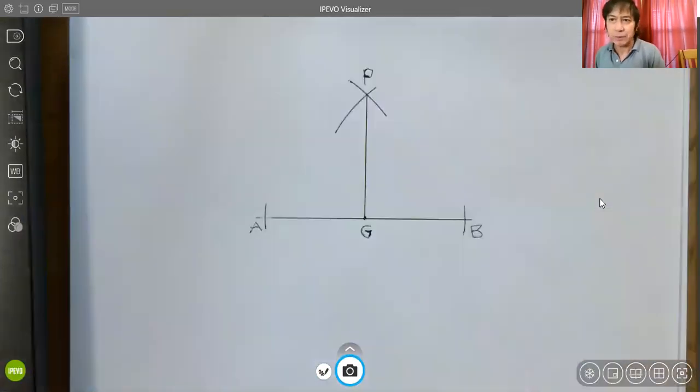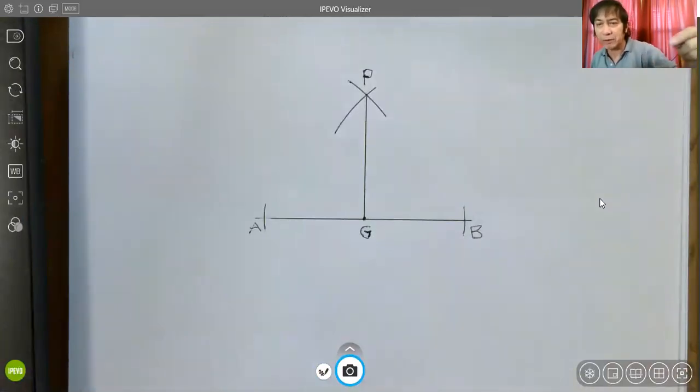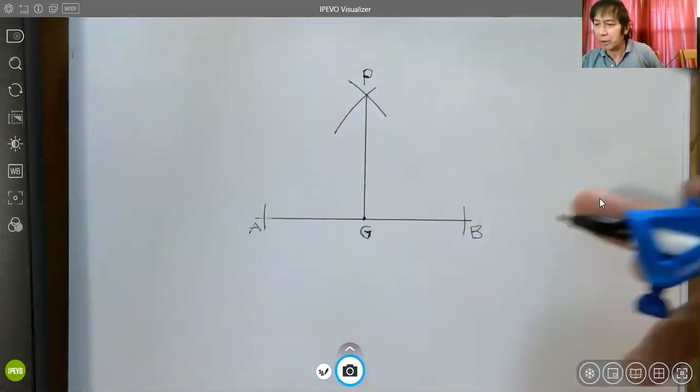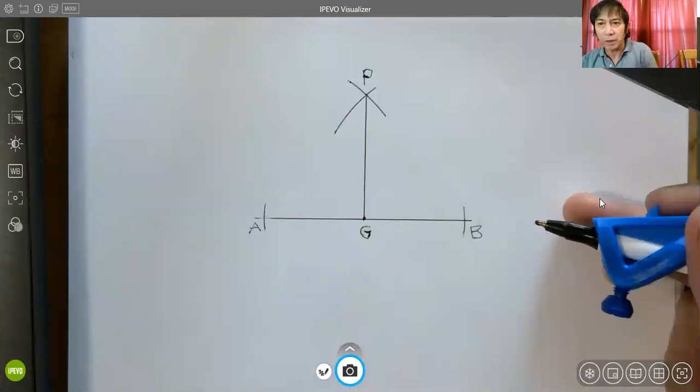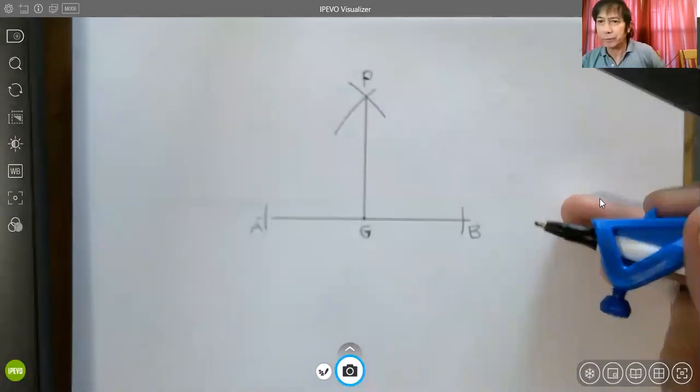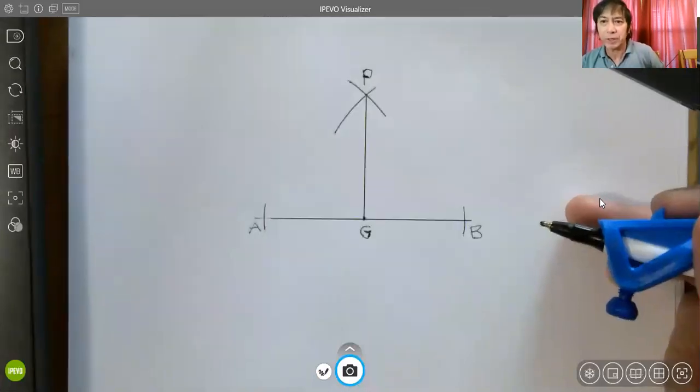This is actually the converse of the first one. The first example is a line and a point not on the line. We were able to draw a perpendicular line connecting the given line and the point not on the line. And this example is a point on the given line, and we draw a perpendicular line through it.